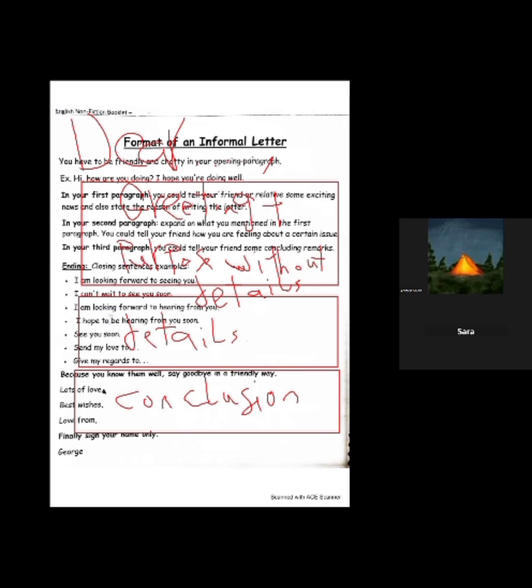Then the conclusion at the end to say, I'm looking forward to seeing you soon or best wishes. Then sign your first name only because you know this person so well. So at the end, write best wishes, then comma, or write lots of love or love from and sign your first name only here. That's about how you should write an informal letter.